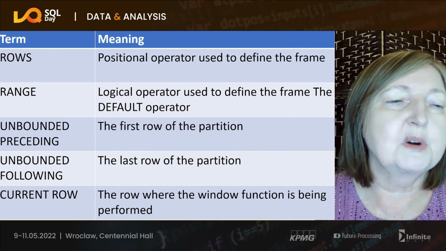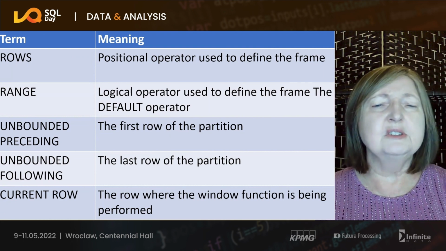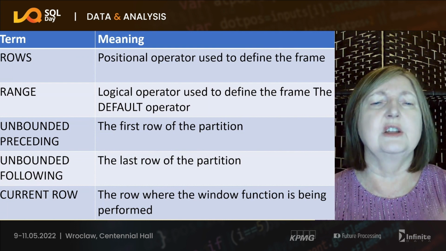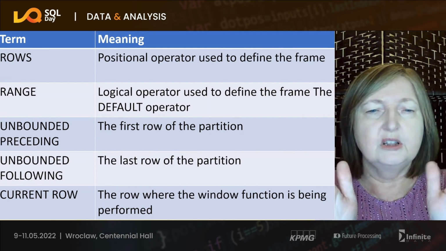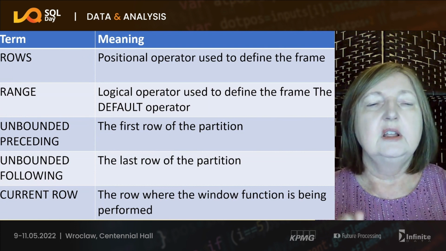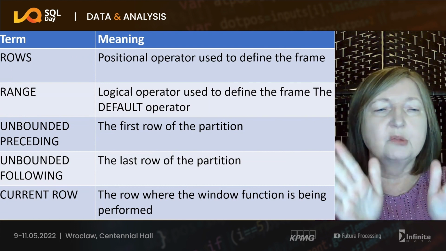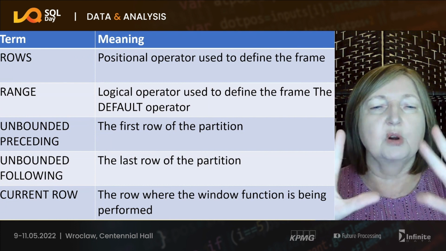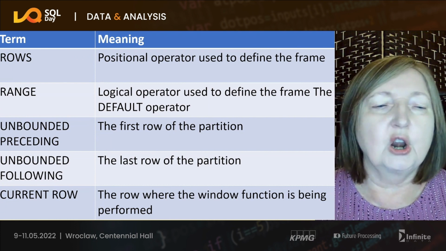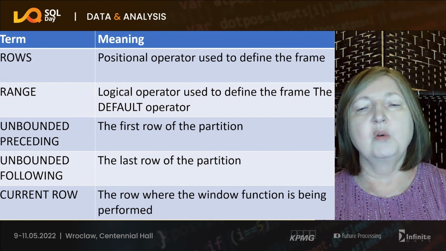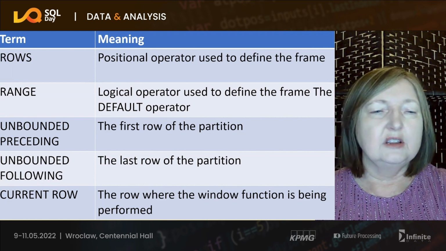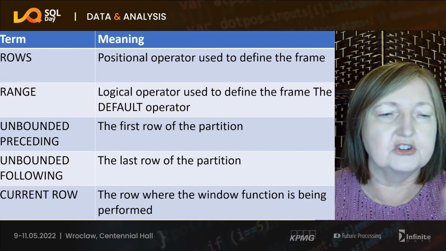So unbounded preceding means the very first row of the partition. If I'm looking at 10 rows, it's row 1. Unbounded following is the last row of the partition. If I'm looking at 10 rows, it's row 10. The current row is the row where the window function is doing its calculation.